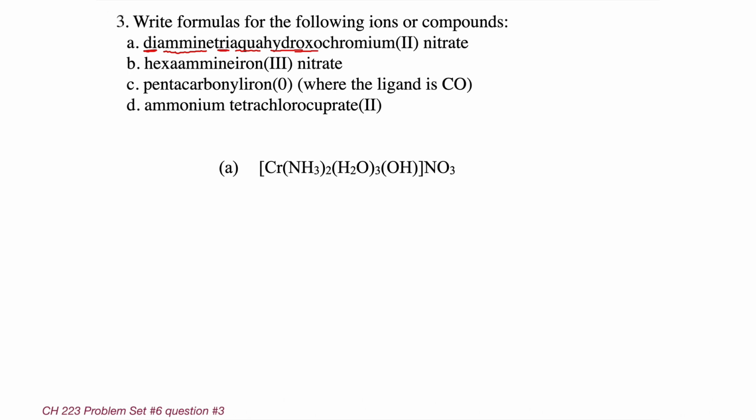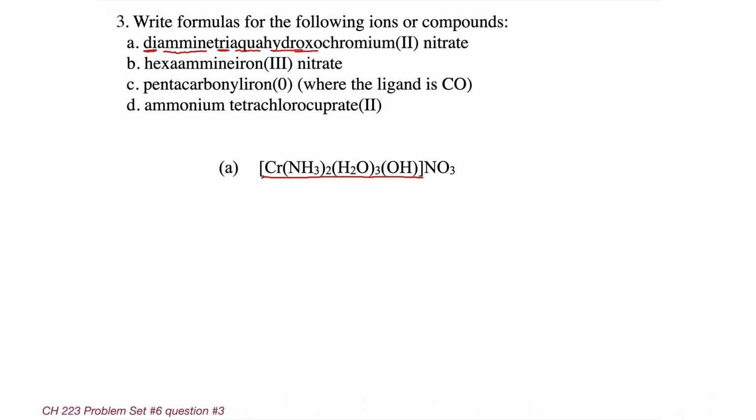So this whole thing, when all is said and done, we put in square brackets the complex ion, Cr(NH3)2(H2O)3(OH). And again, 2 ammonias, NH3 twice, 3 aquas, 3 waters, H2O three times. The hydroxo is the OH. And because chromium was +2 and hydroxide's -1, the complex ion, the part in the square brackets, has a +1 charge. Nitrate balances out with a -1. Woohoo! We figured out the formula.